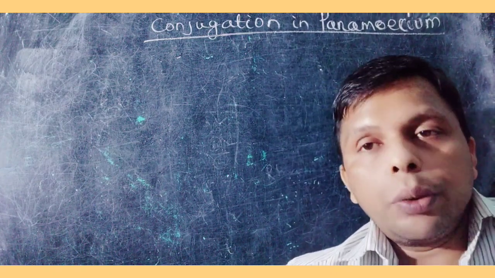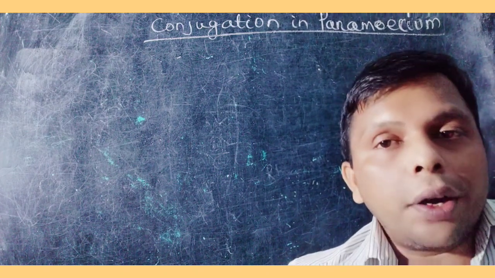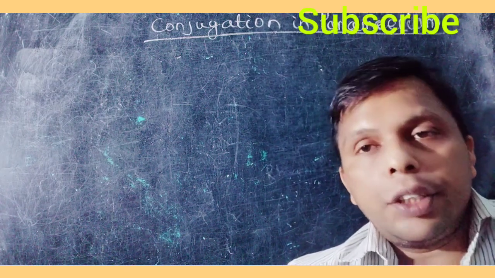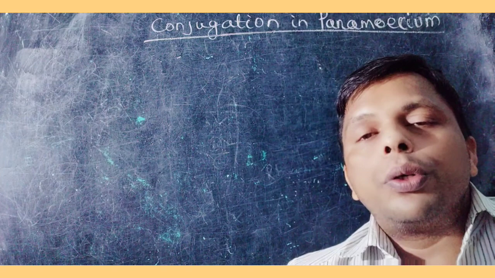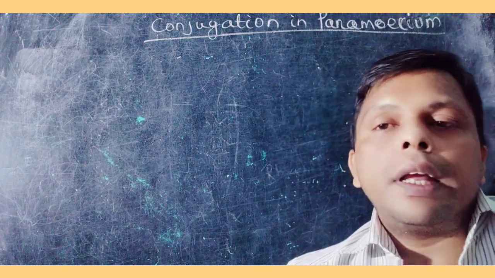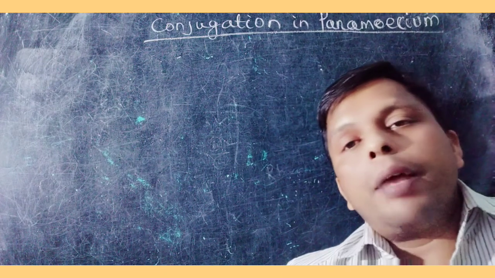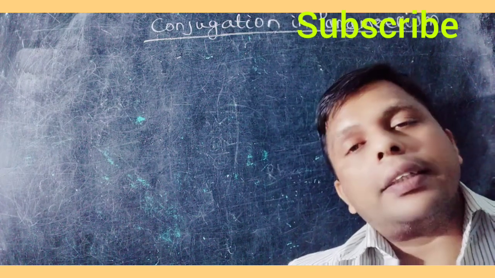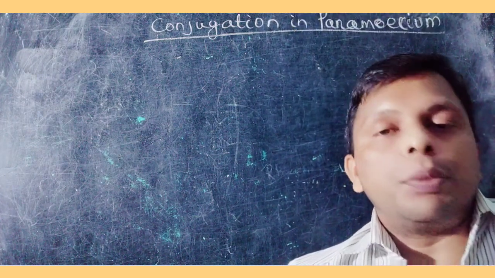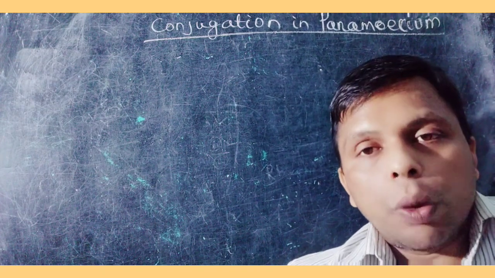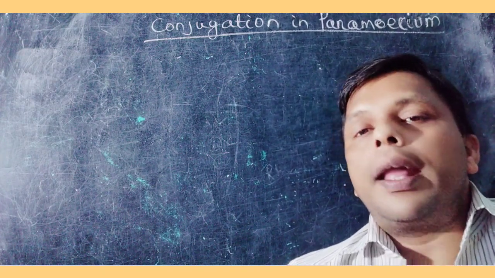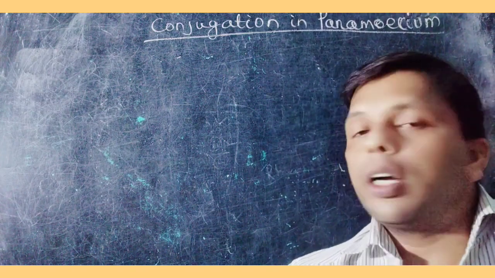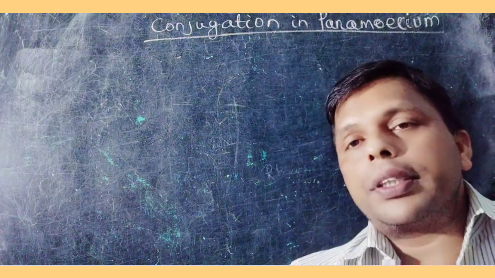Today we are going to discuss another important topic about protozoa reproduction. In this video we will discuss the detailed process of conjugation in Paramecium. Paramecium, the slipper animal, reproduces asexually as well as by the sexual method. The sexual method of reproduction takes place especially through the conjugation process. Let's discuss how the conjugation takes place.